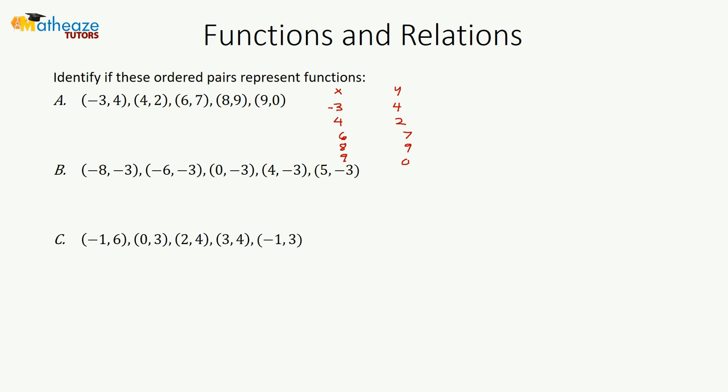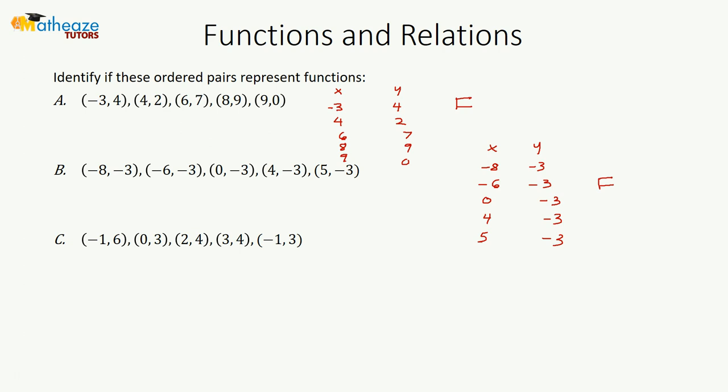So let's look at B. We have x, y here. We have -8 to -3, -6 to -3, 0 to -3, 4 to -3, and then 5, and then we have -3. So what you can see here is that your range values are repeated, but you don't have your domain value point to two different range values. So for that alone, this is a function, and A is also a function.